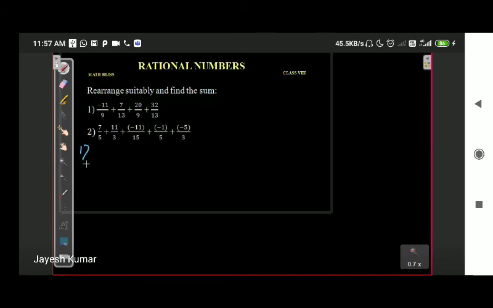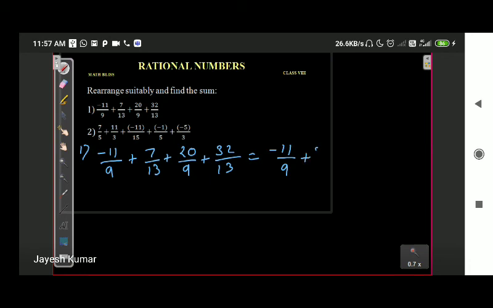First part is minus 11 upon 9 plus 7 upon 13 plus 20 upon 9 plus 32 upon 30. Okay, this is the first part. Let us rearrange it on the basis of denominators. It will be minus 11 upon 9 plus 20 upon 9 plus 7 upon 13 plus 32 upon 30. So we have arranged it according to their denominator.